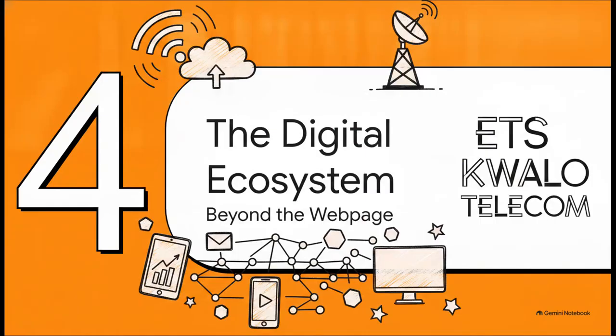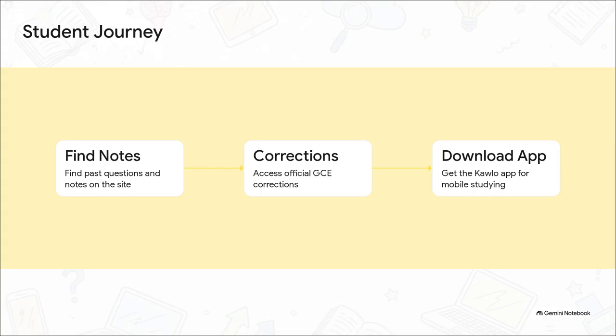Now, let's step into the tech wing. Section 4, the digital ecosystem, moving beyond the web page. Let's see how this builds into a highly cohesive journey managed by the parent company, ETS Qualo Telecom. Basically, a student's workflow starts by finding past questions and notes on the main site. Then, when they actually need to check their answers, they can grab the official GCE corrections. And this naturally leads them to take the entire experience on the go by downloading the Qualo app on Google Play or the Apple Store. It is a completely seamless transition from just browsing web pages to basically living inside this customized mobile educational ecosystem.